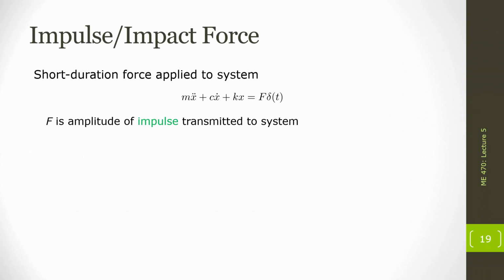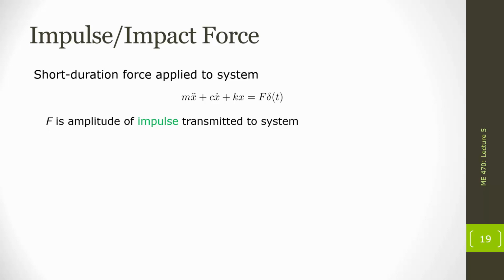It will be the same idea. We have a very short duration force being applied to our system. So we see in all of these events, the left-hand side is going to look like that standard second-order system we've been working with, 1 degree of freedom, but the right-hand side is where it's going to differ. So on our right-hand side, if we have something that's an impulse or impact, we're going to have some amplitude f times this delta t, where delta t is the Dirac delta function. So it's this instantaneous force that's being applied to our system. And f, the amplitude, is the amplitude of this impulse.